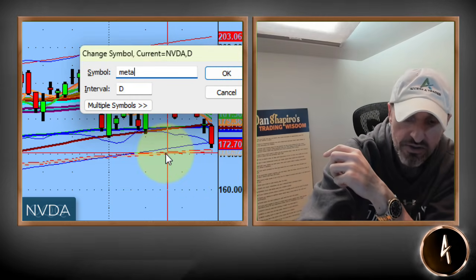Meta is absolutely smoked, right? It lost every area this week. It lost the 609. It lost the January 2600 double bottom. It lost everything, right? It looks completely like destruction, absolutely destruction.